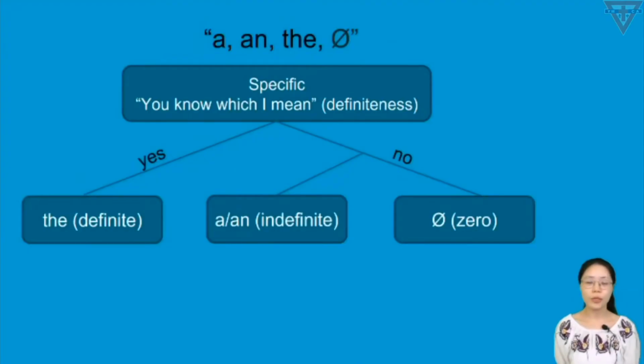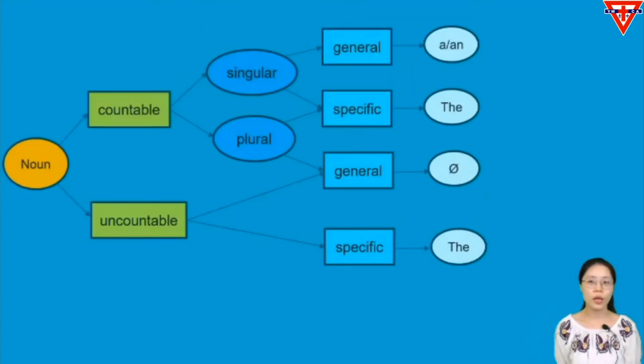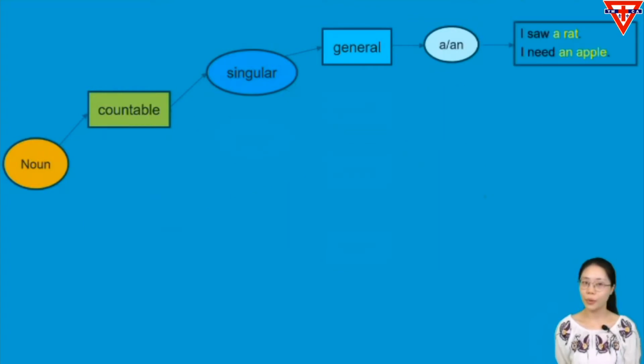All nouns can be used with an article. There are 4 articles in English: a, an, the, or 0 article. Which article to use depends on whether the noun is specific or not. Specific means you know which one I am referring to. Here is a flowchart showing when to use which article. Let's look at this with some examples.